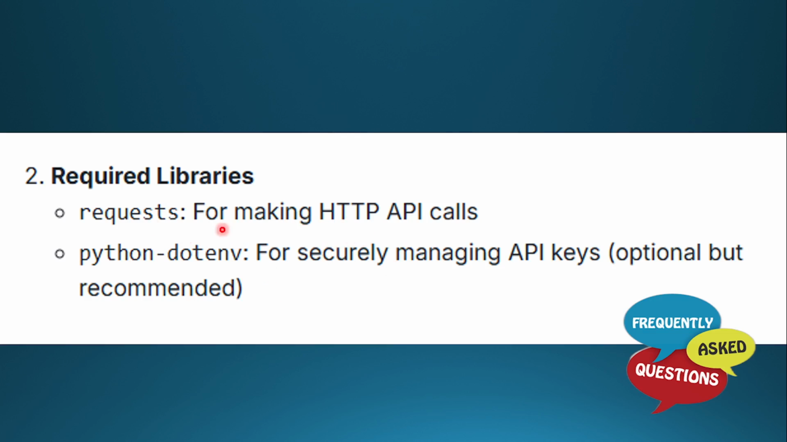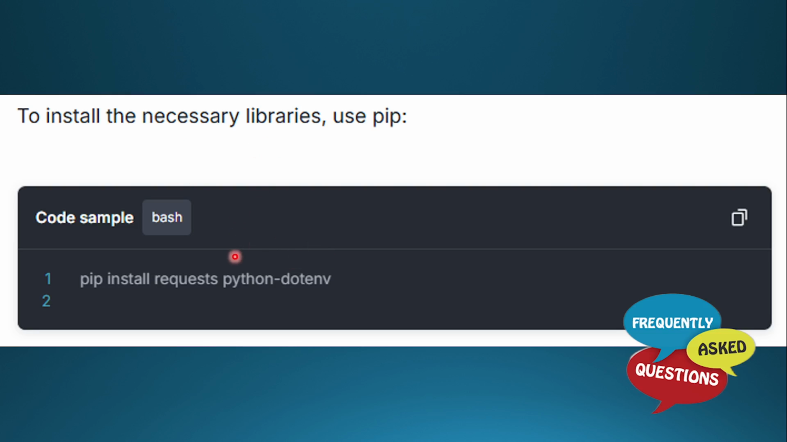So for requests, you would need it for making HTTP API calls, and python-dotenv basically for securely managing API keys. Okay, this is optional, but we recommend this one. And to basically install the necessary libraries, you use pip. Okay, so go ahead and do this. This is a code sample.